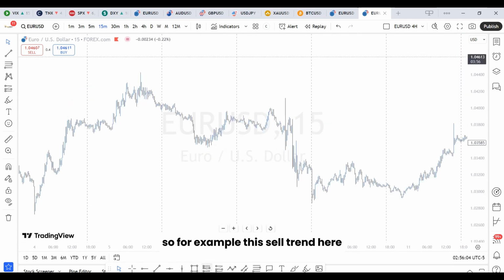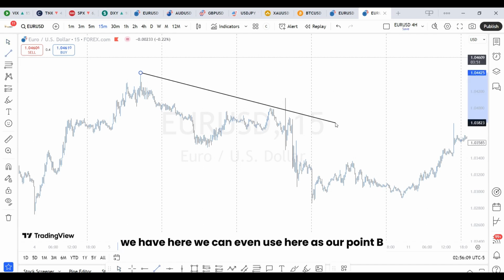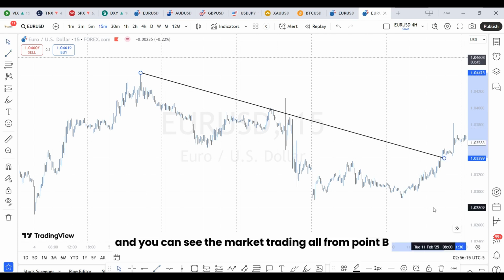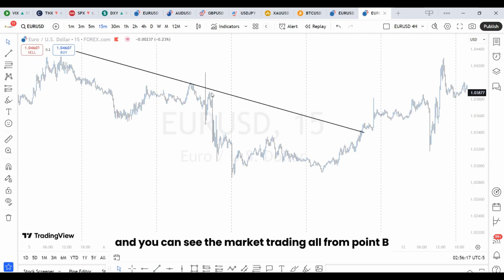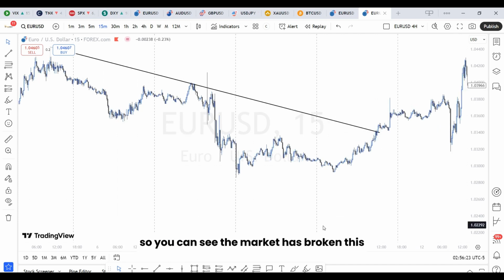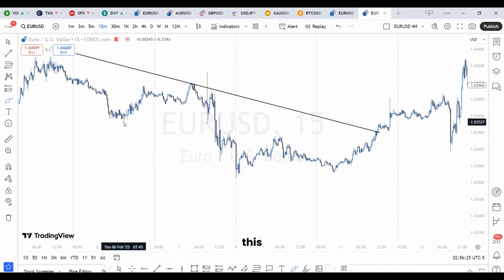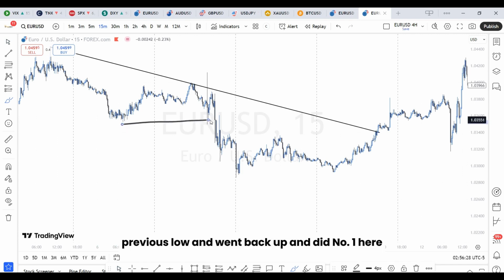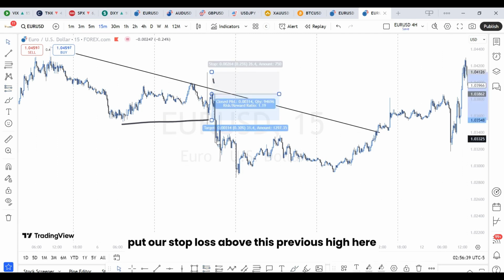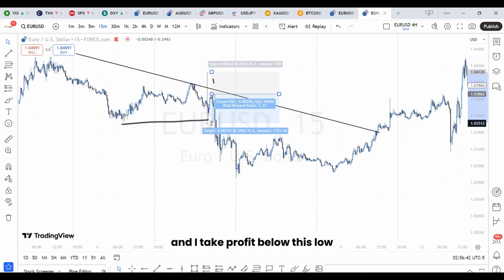So for example, this sell trend here, we have here to be our point A, we can even use here as our point B, and you can see the market trading all from point B, then number 1. So you can see the market has broken this previous low and went back up and did number 1 here. So we want to enter from number 1, which is here, put our stop loss above this previous high here and our take profit below this low.